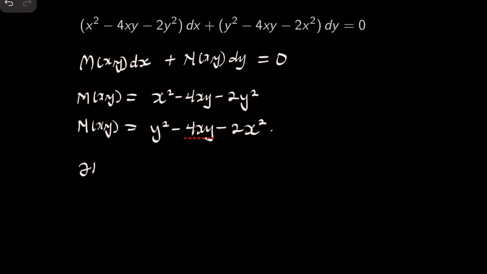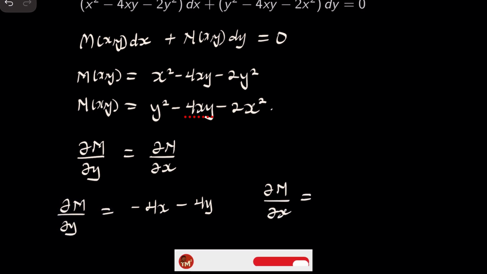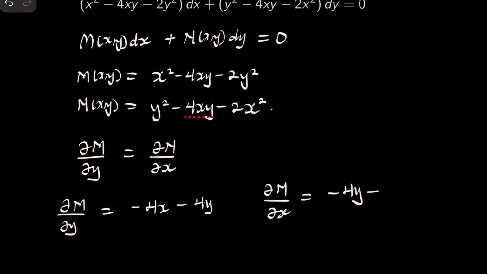Our next step is to check if partial of M with respect to y is equal to partial of N with respect to x. Let's compute partial of M with respect to y. So we have to differentiate this with respect to y, and so we are going to have minus 4x minus 4y, and also partial of N with respect to x will be giving us, so we have to differentiate this with respect to x, and so we are going to have minus 4y minus 4x. And so as we can see, partial of M with respect to y is the same as partial of N with respect to x. And so the above differential equation is an exact differential equation.